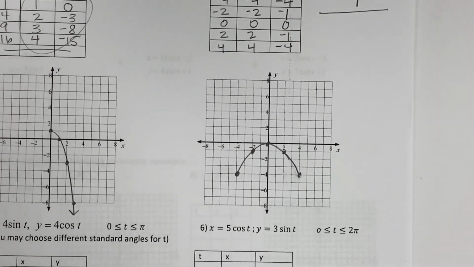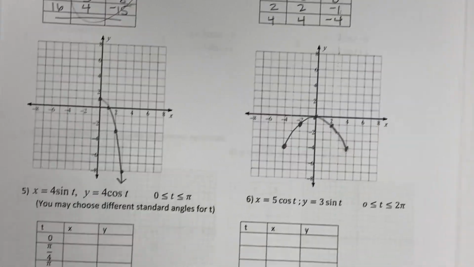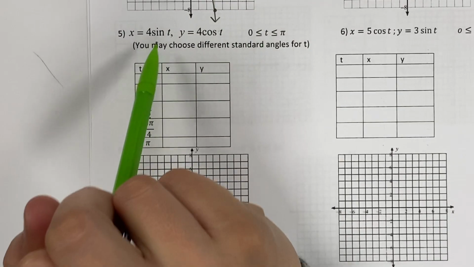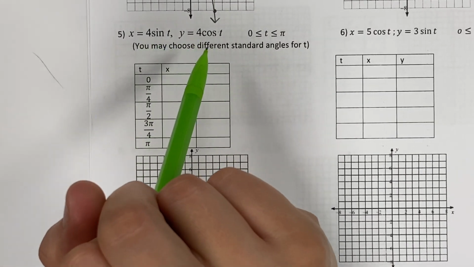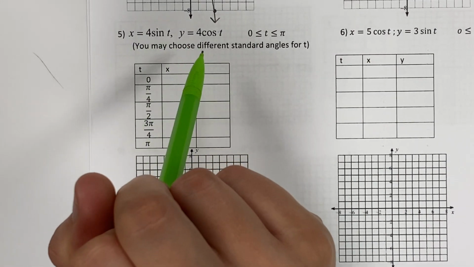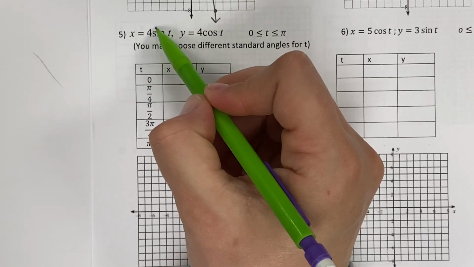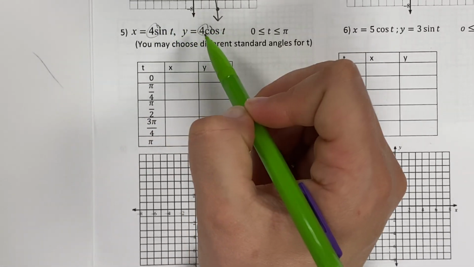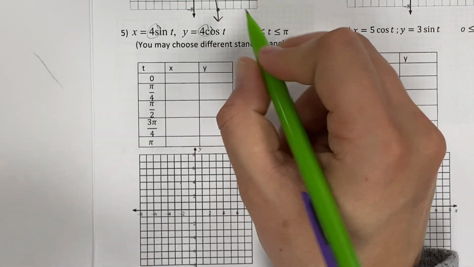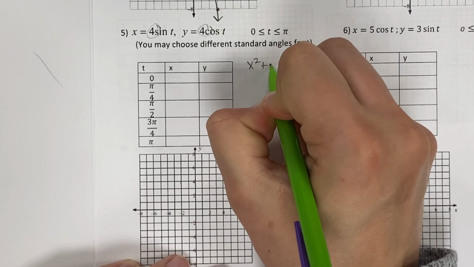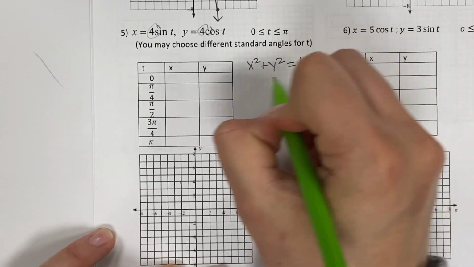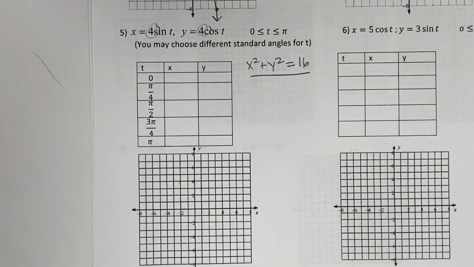Woohoo! Okay, now let's get into some tricky stuff. But we're big boys and girls, so it's okay. So we have 4 sine and 4 cosine. I know that this is either going to be a circle or an ellipse because it has sine and cosine. I know that it's a circle because these numbers are the same, which means this is the radius. There's nothing added or subtracted, so the center is at 0, 0. So my equation is going to be x squared plus y squared equals radius squared, so 4 squared is 16. That's the equation of my circle.